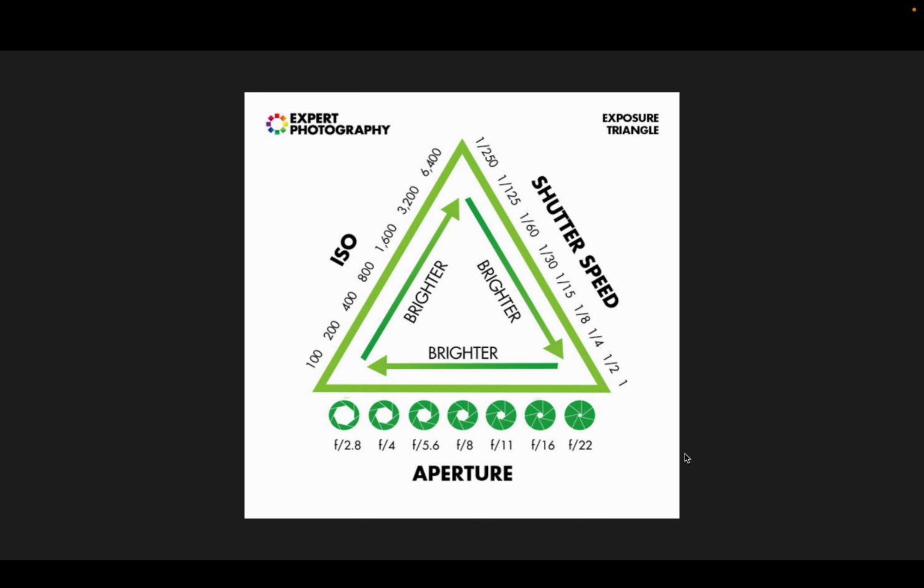So I know we saw an image similar to this, but as you can see, the words brighter, brighter, brighter all around. All of these things, ISO, shutter speed, and aperture, make things brighter or darker in your camera.